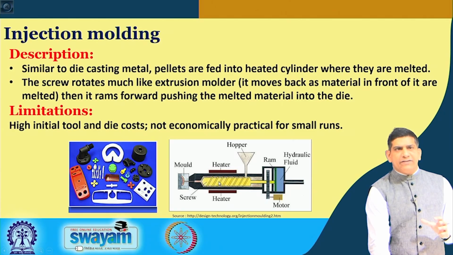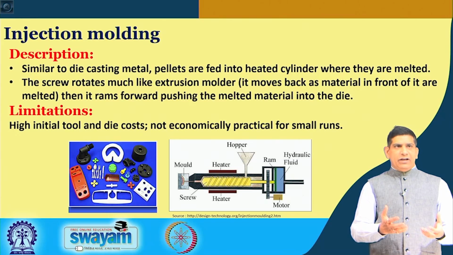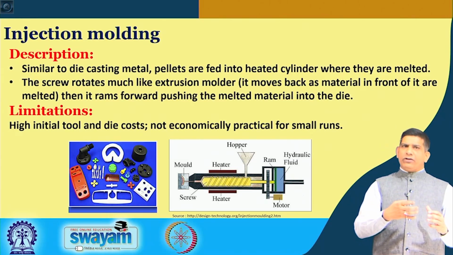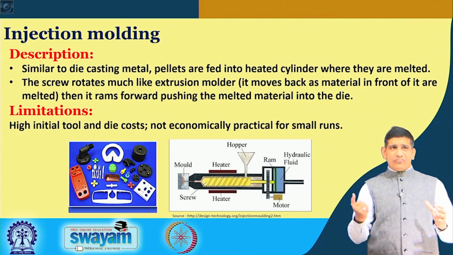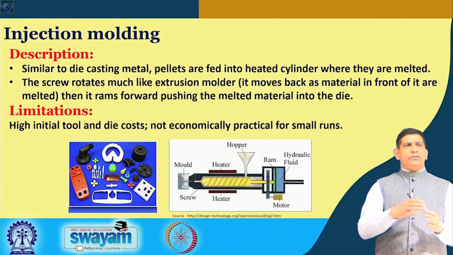You have the mold, and this is a heater, so things will get loaded up, and here hydraulic fluid is putting the pressure. It passes through this screw, and while it passes through, there is a heater on top and bottom which melts it, and then it goes into this mold and makes these beautiful shapes that you see over here. Based on the type of shapes that you require, you can have those kinds of molds. The screw will rotate much like an extrusion molder. It moves back as the material is getting melted, then it ramps forward, pushing the material into the die.